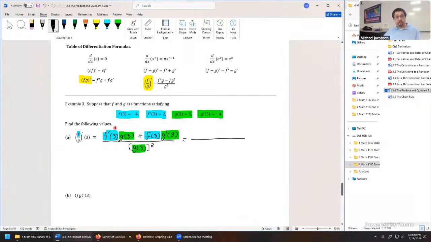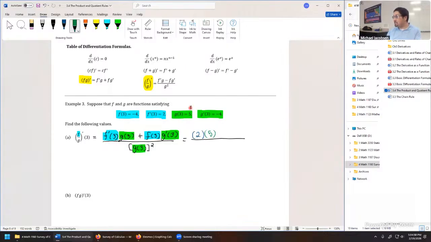We'll start with the derivative of f at 3. So that means we have to use this output here. So a 2 goes in first. Then g of 3 is an ordinary function value, so we'll grab the 5. And I'm noticing a mistake on here before I get too far.